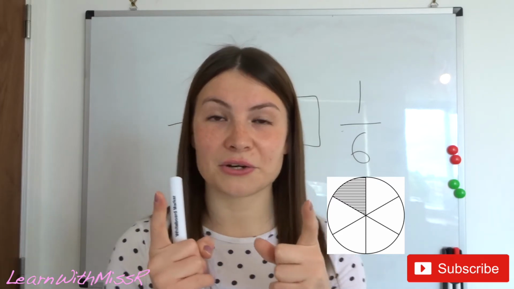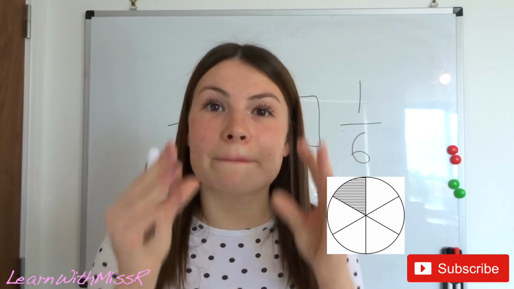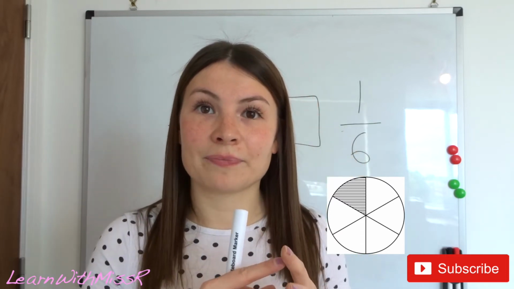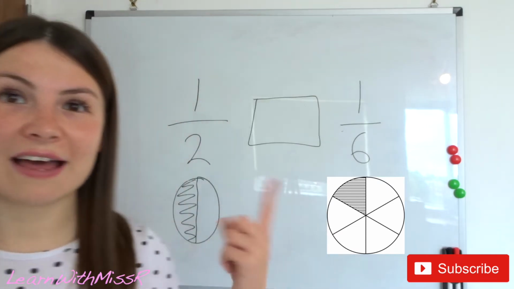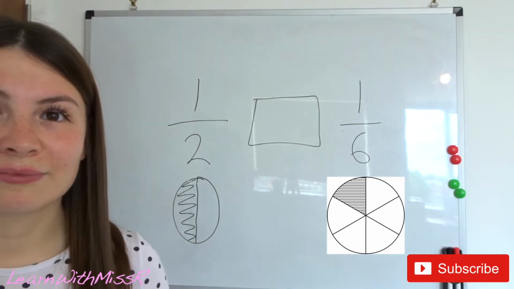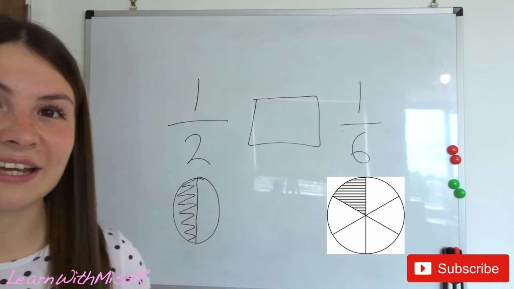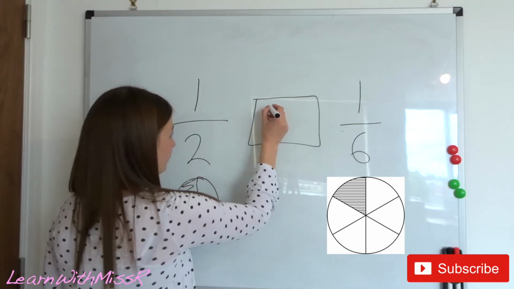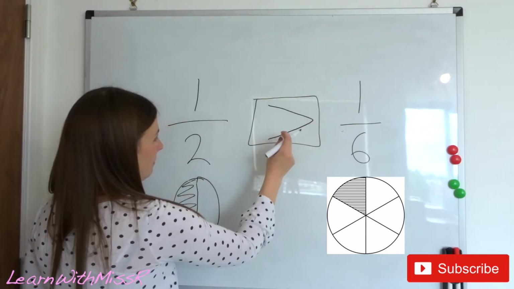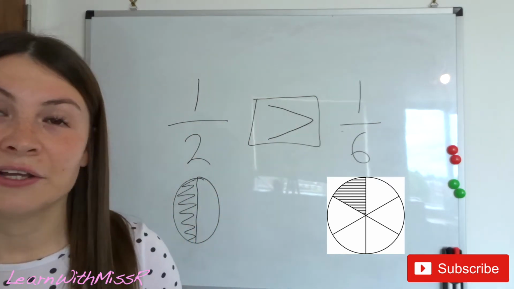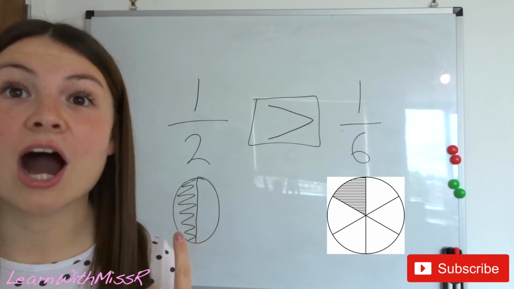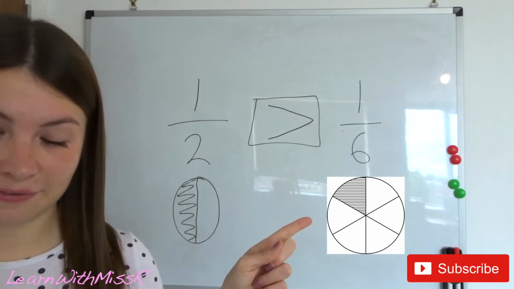So let me just remind you of that rule again. The bigger the denominator, the smaller the fraction. So which one is bigger out of these two? Half is bigger, isn't it? So I'm going to draw my crocodile, because remember that the crocodile wants to eat the most he can. So the crocodile's going to definitely pick half of the pizza over 1/6 of the pizza.